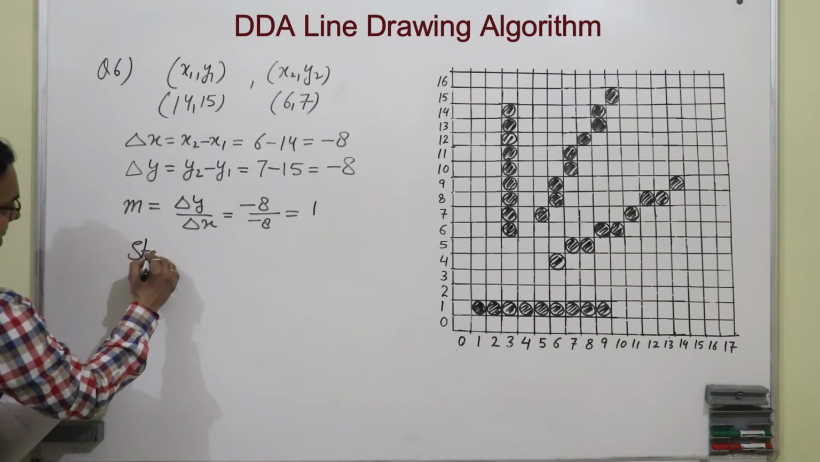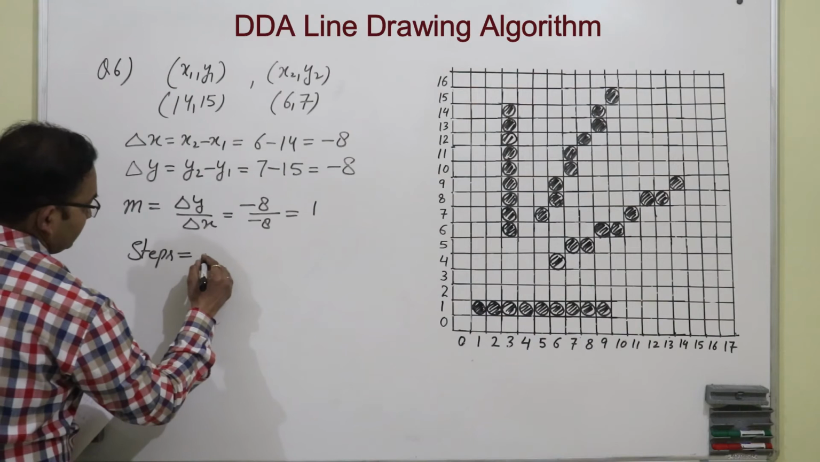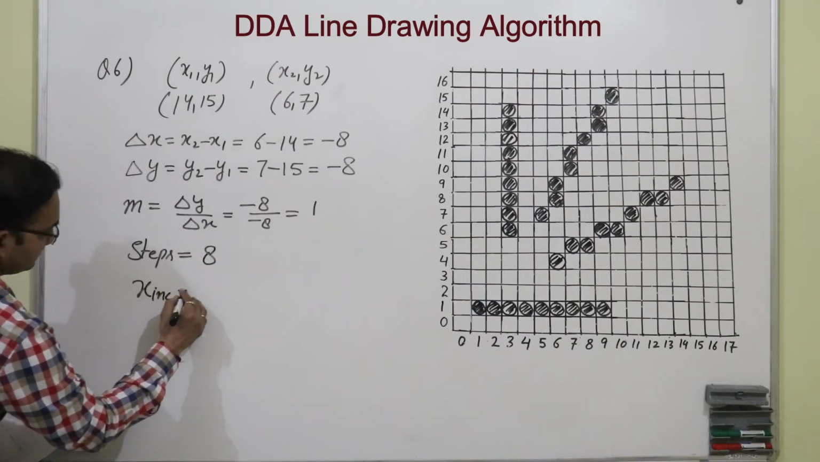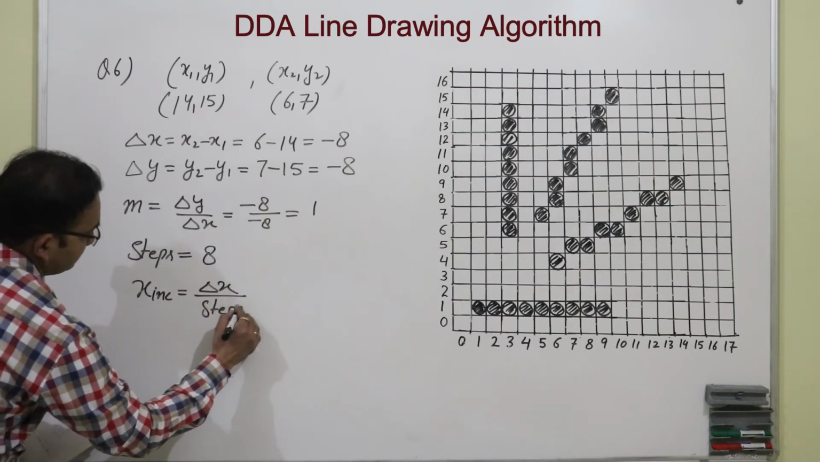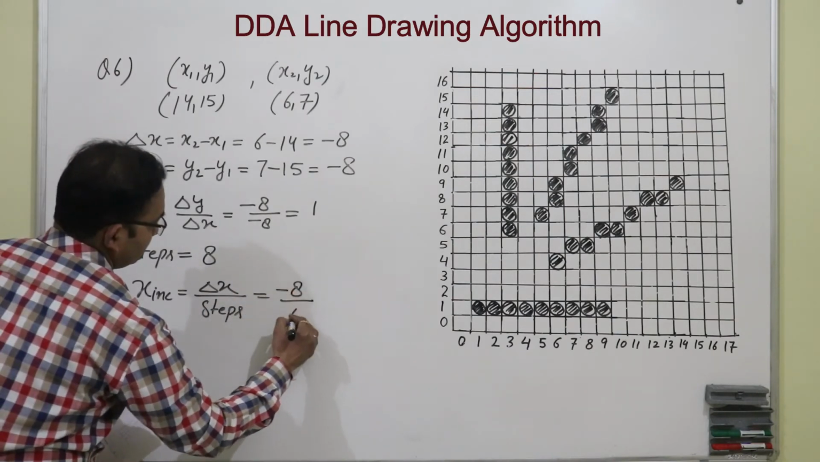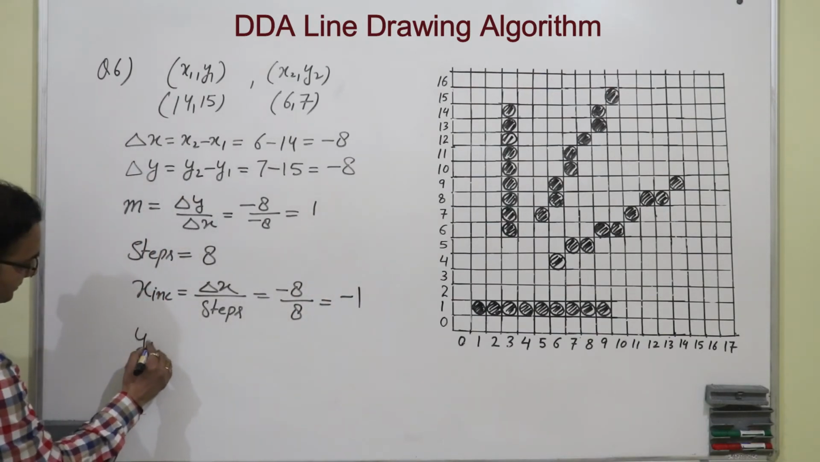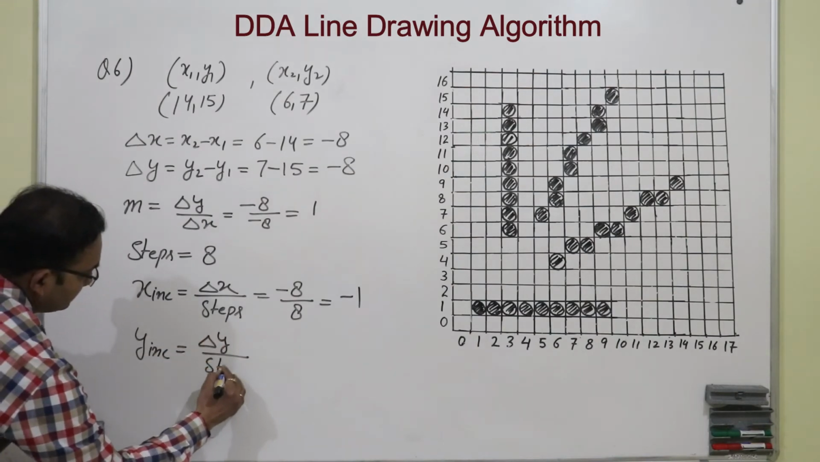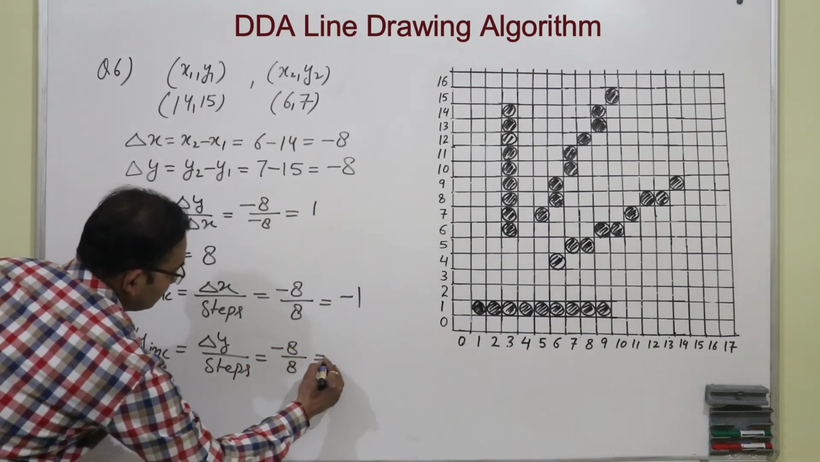Steps is the change, so steps is 8. X increment, change in x upon steps. Change in x is minus 8 upon 8 equal to minus 1. Y increment equal to delta y upon steps, minus 8 upon 8 equal to minus 1.